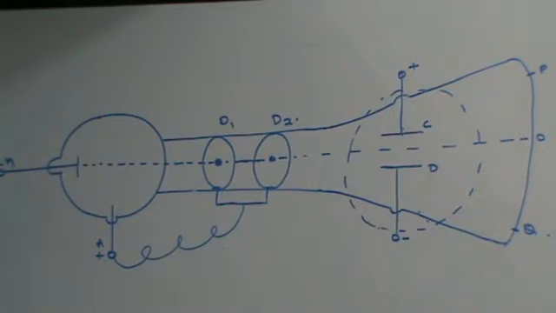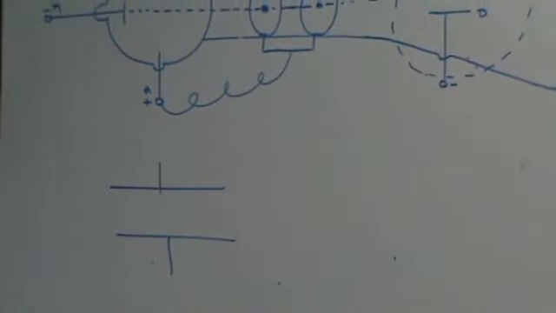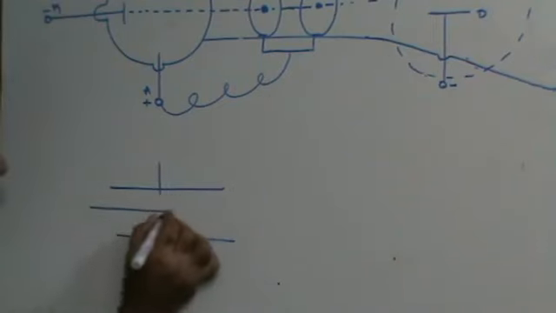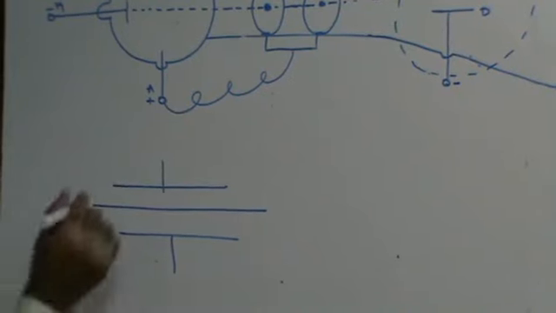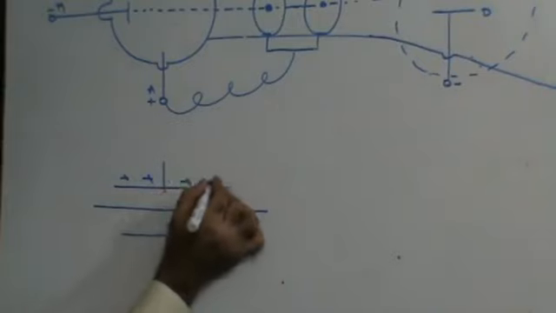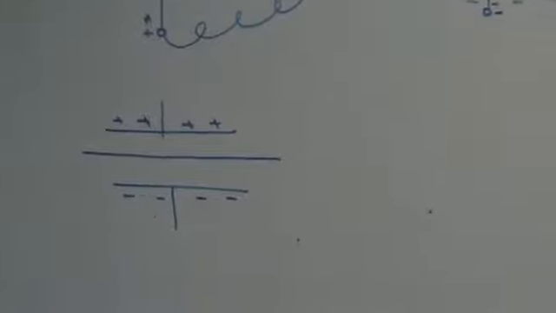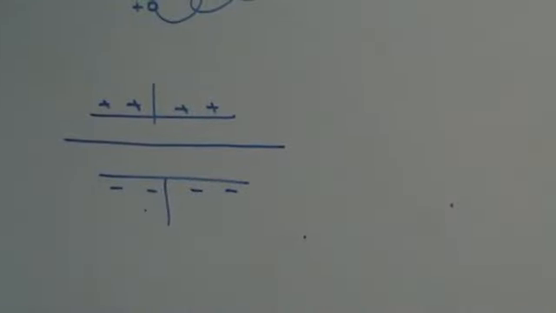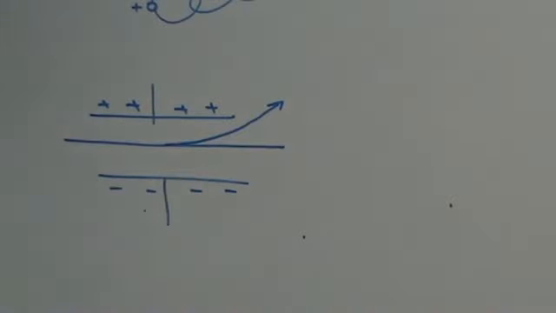Now, this is your plate C, this is your plate D. You have an electric field that is produced. You have the electron stream that is passing from the center. You have positive charge on one plate and negative charge on the other plate. Now we know that electron beam is negatively charged. Since you have positive charge here, what will happen after a certain point of time? The positive charge will attract the electron beam, therefore the electron beam will be deflected upwards in the vertical plane.